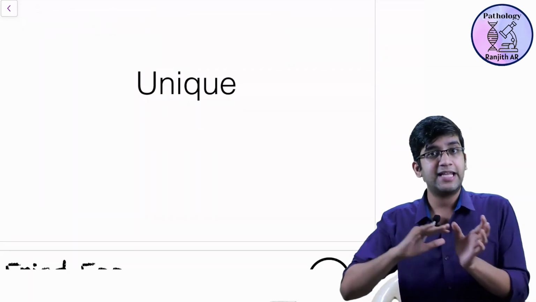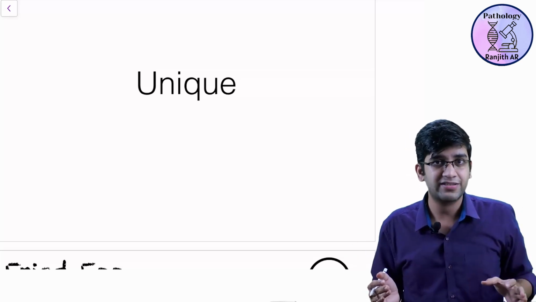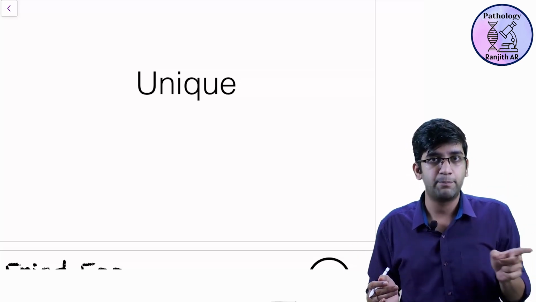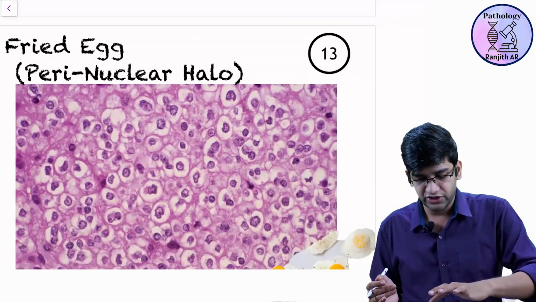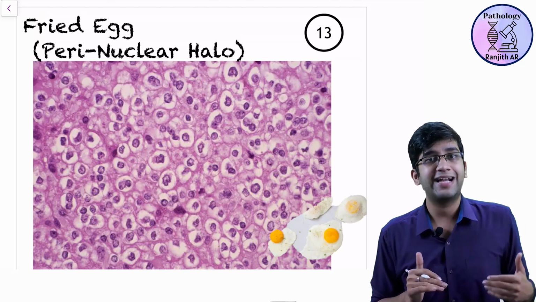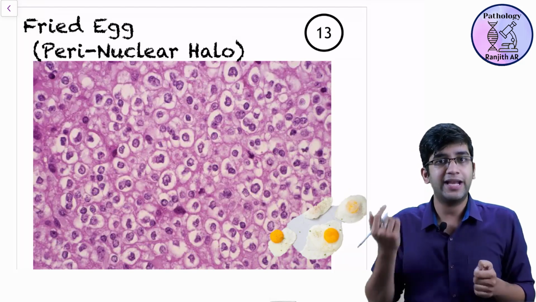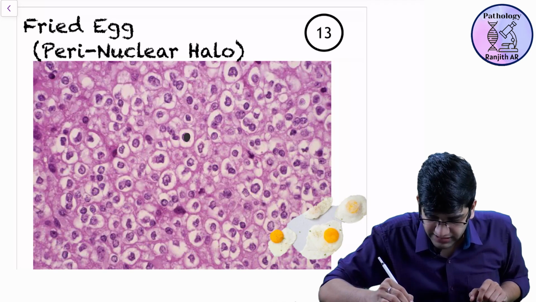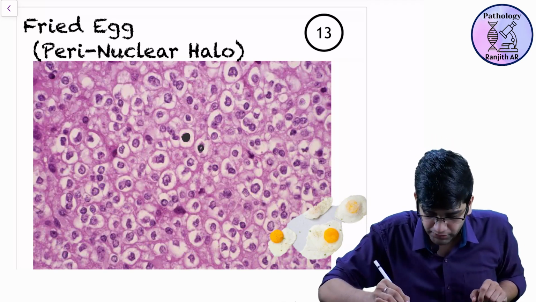Unique patterns. Take the next page, the same exercise, pattern, tumor. Pattern, tumor. The first pattern is fried egg appearance. I either call it fried egg appearance or I call it a perinuclear halo. This is a nucleus. I'm putting a black dot here. Nucleus.